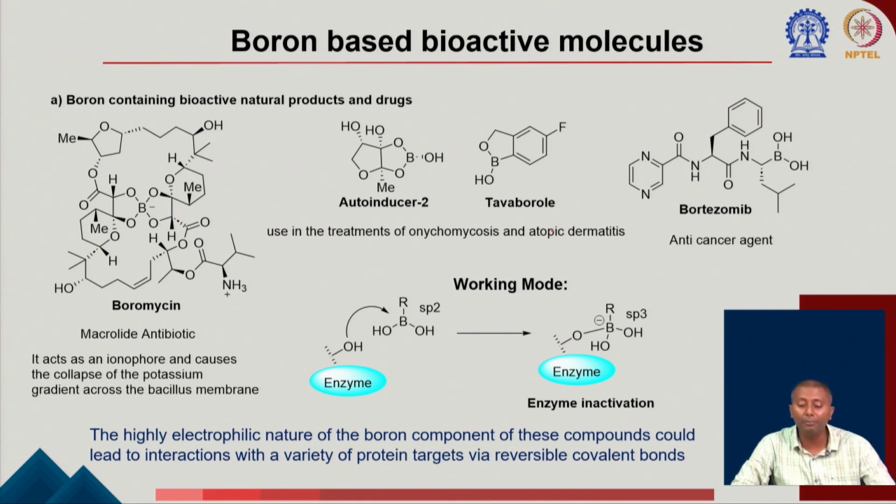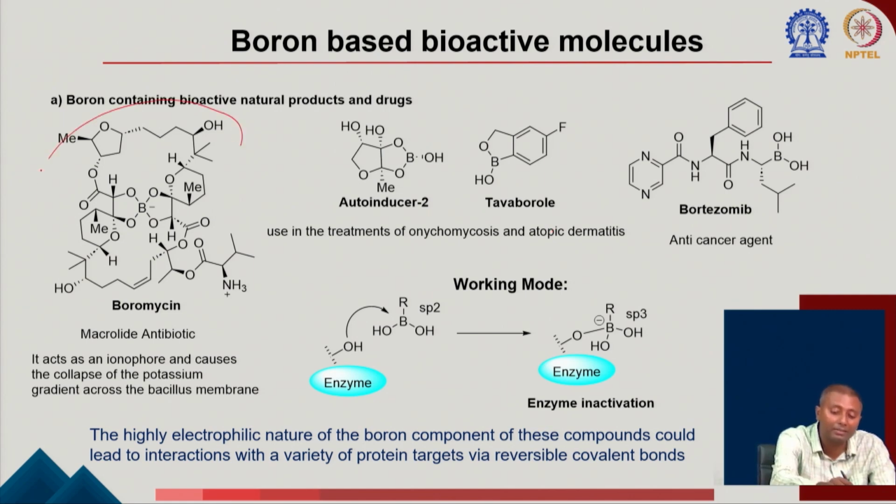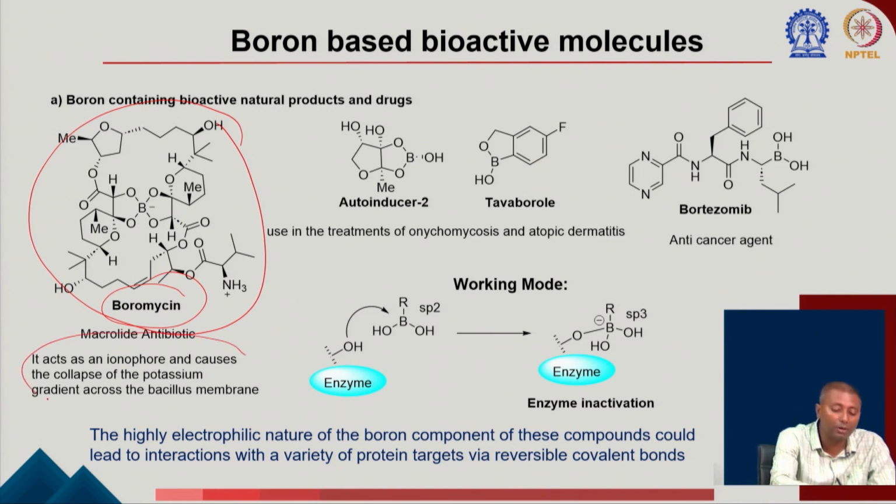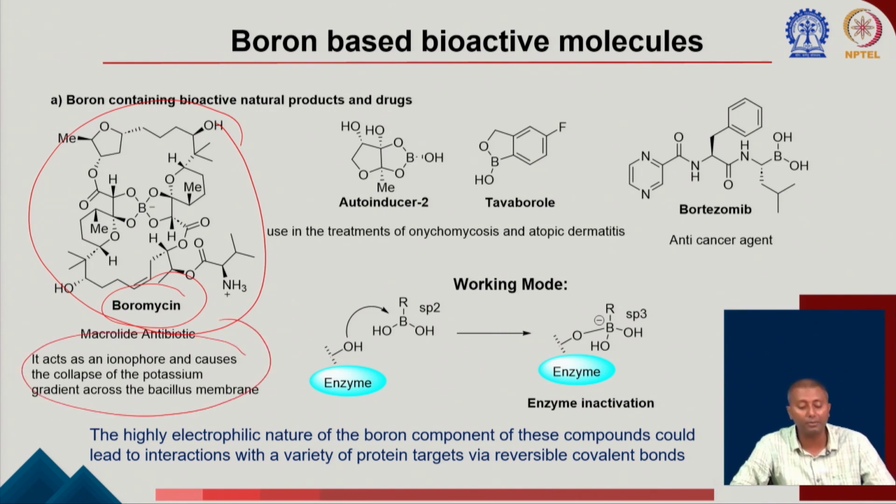The other important perspective about organoboron compounds is that, as I mentioned, boron is a low abundant element, but boron is also present in a natural product. That is another interesting thing: boron is present in an important compound called boromycin, which is an antibiotic. It actually acts as an ionophore and causes the collapse of the potassium gradient across the bacillus membrane.